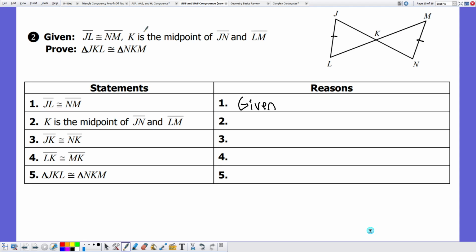We also have the given that K is the midpoint of JN and LM. That's also a given.